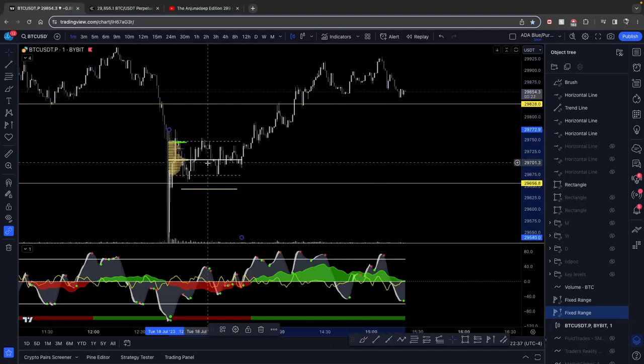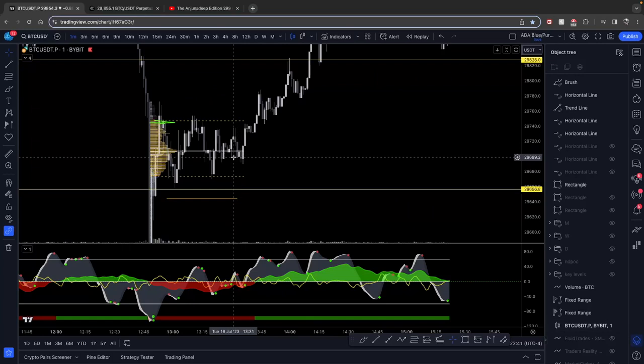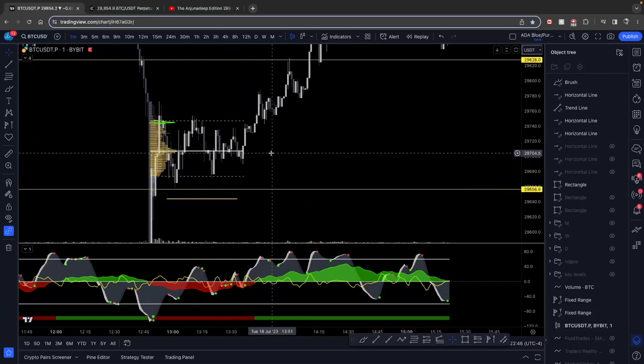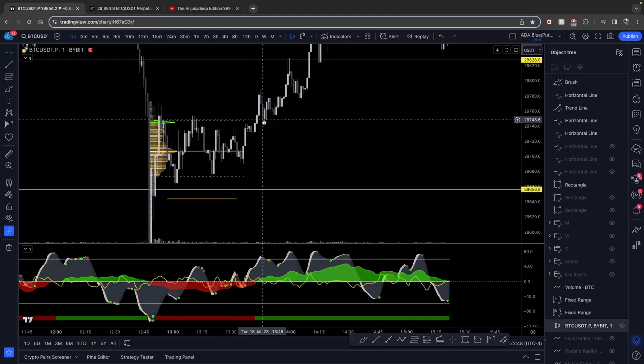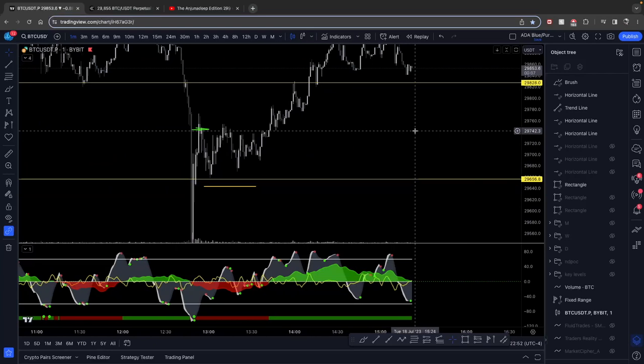So let's just say you pulled a fixed range on this very, very small price action, which again, you can do. You can take profit at the value area low, at the point of control, and at the value area high. And then you can just let the rest run. And if it runs to 36K from here, great.